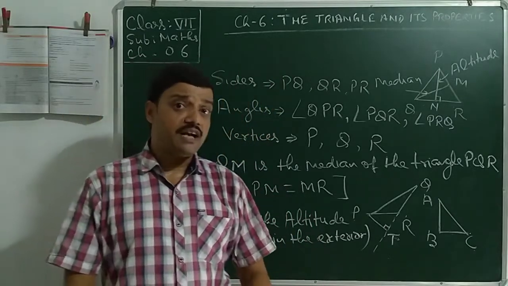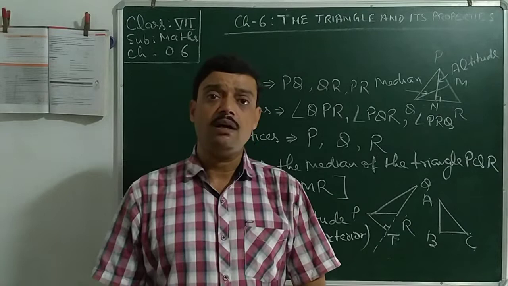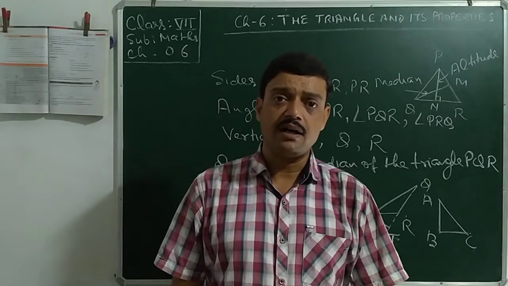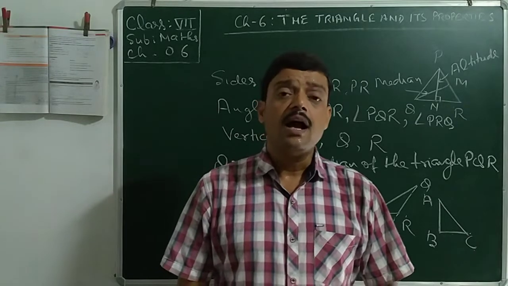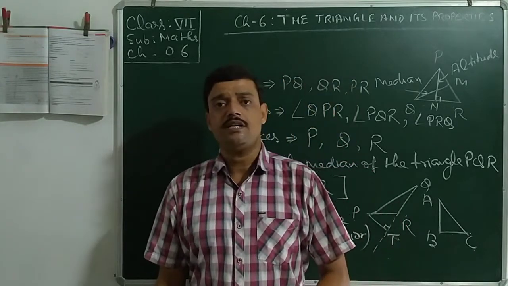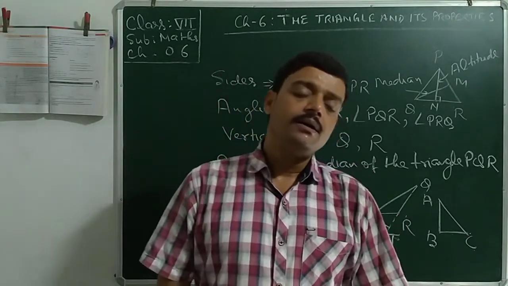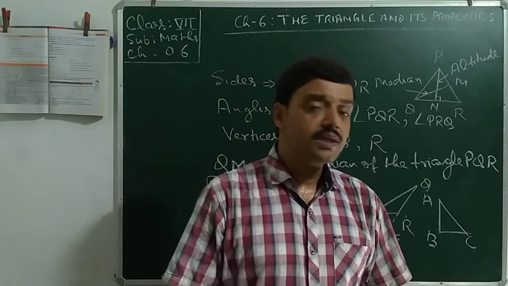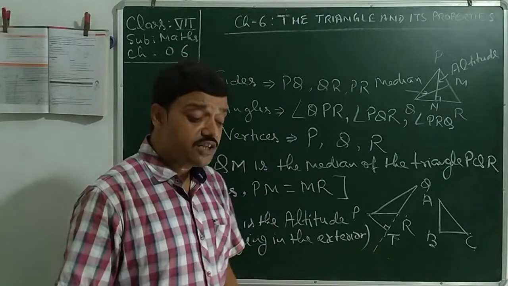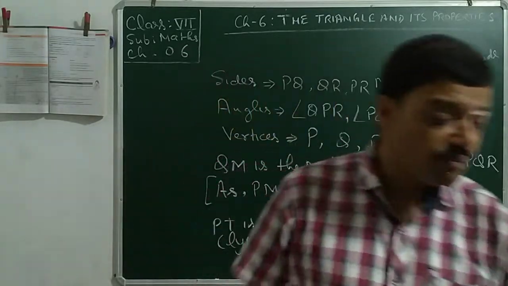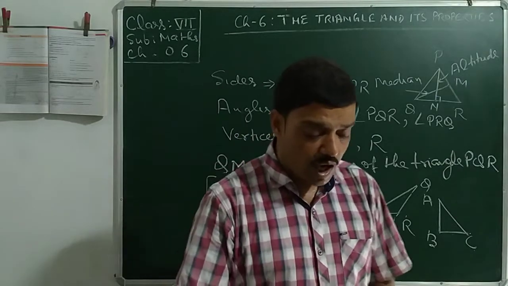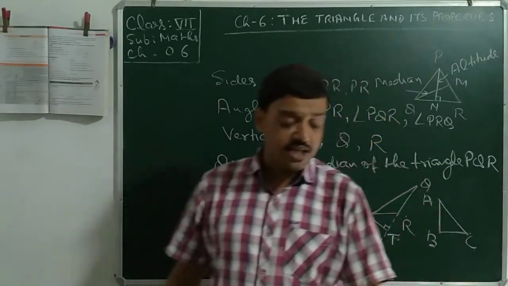The types of triangle according to angles you had learnt: acute angle triangle, right angle triangle, and obtuse angle triangle. And according to sides you had learnt scalene triangle, equilateral triangle, and isosceles triangle. Of course, these things you had learnt in standard 5 and 6 also. Now, following those things, we can proceed to exercise 6.1.